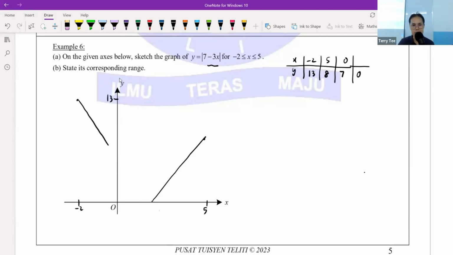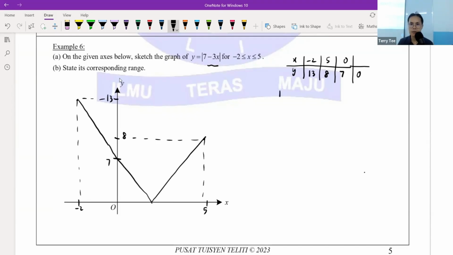Sorry, my line not very straight. Oops. This will be 7. This will be 8. If you want to draw a dotted line, go ahead. It goes all the way down like this. This is 13. This one down, -2. My graph is almost done, but I still need to find my x-intercept.